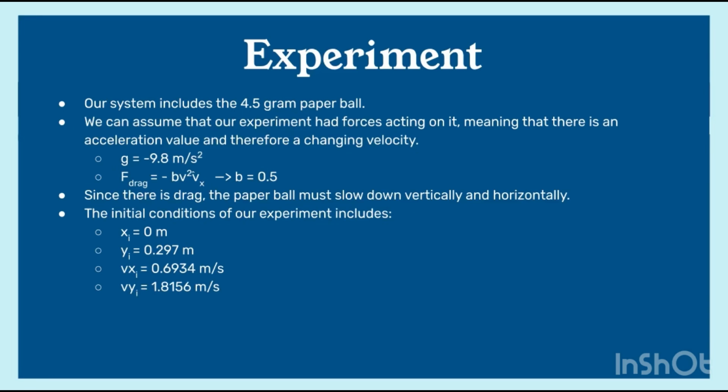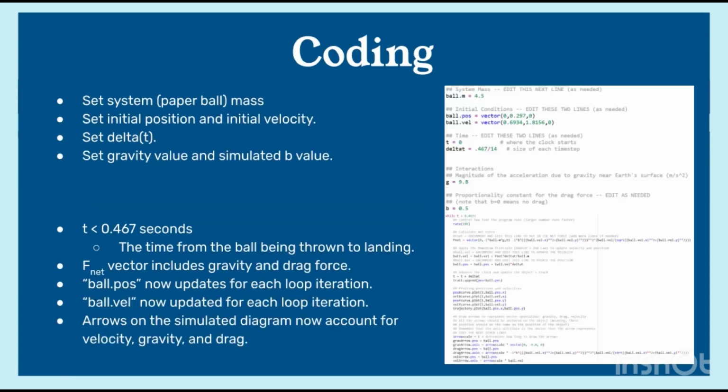Since there is some sort of drag, the paper ball must slow down vertically and horizontally. And as I showed in the model above, our paper ball, the observed one, did have a lower height and lower length than the simulated one with no drag. And we had our initial conditions of x value of 0 meters, y value of 0.297 meters, and the initial x velocity was 0.6934 meters per second, and the initial y velocity was 1.8156 meters per second.